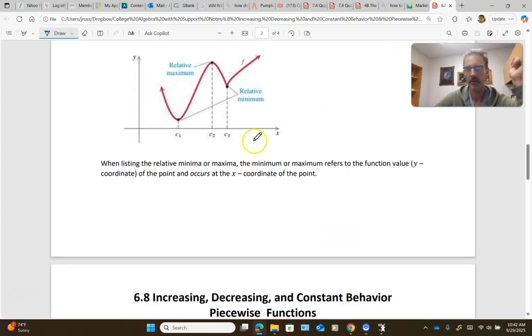And then remember, again, we like to say where that maximum or minimum point occurs, and that refers to the x-coordinate of that point. But the maximum or minimum itself is the function value, which is the y-coordinate. So think about a roller coaster. You could say, what's the maximum height of that roller coaster? Well, it's going to be at a maximum, right? Or what's the minimum height? Well, that's going to be in a valley.